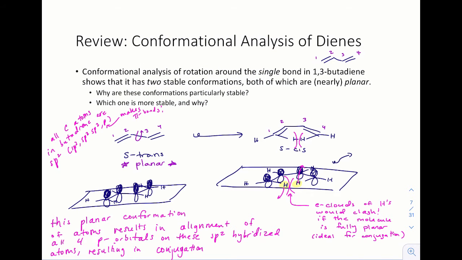I'll show you that with the models. But because the molecule is nearly planar, not entirely planar, it doesn't benefit from full conjugation. So it's just slightly higher energy than the S-trans. Let's take a look with the models.